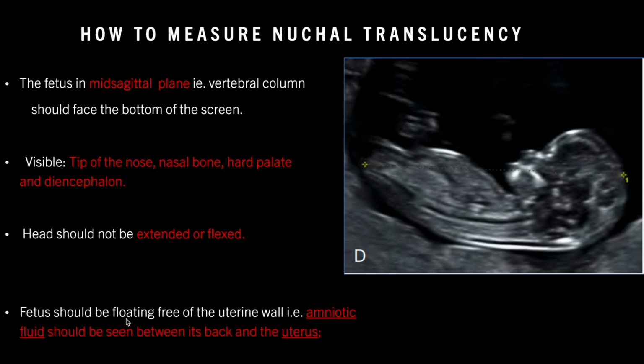The fetus should be floating free of the uterine wall, that is, amniotic fluid should be seen between its back and the uterus. So here in this diagram we can see there is a small amount of amniotic fluid between the fetal back and the uterine wall. This is the ideal positioning of the fetus for measuring nuchal translucency. In this diagram, this is the nasal bone, this is the hard palate, this is the thalamus, and this is the nuchal translucency. Only the lucency is measured.